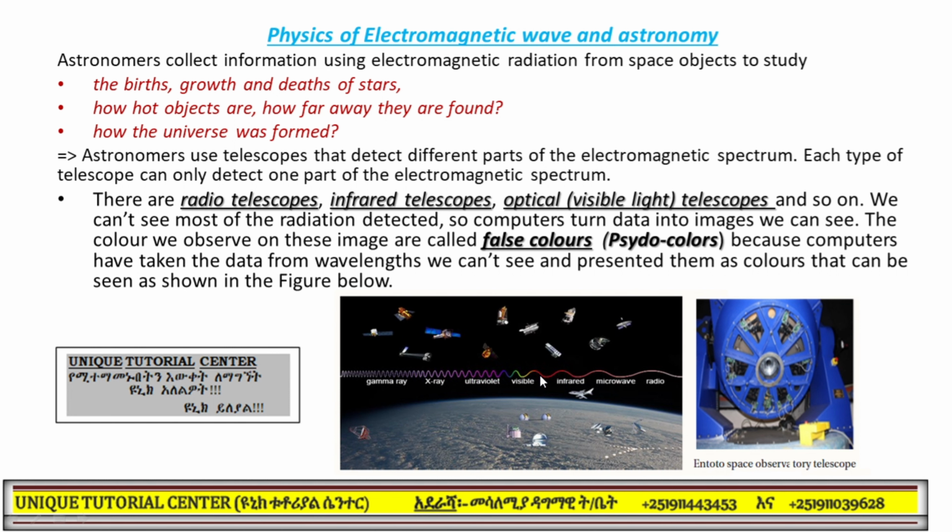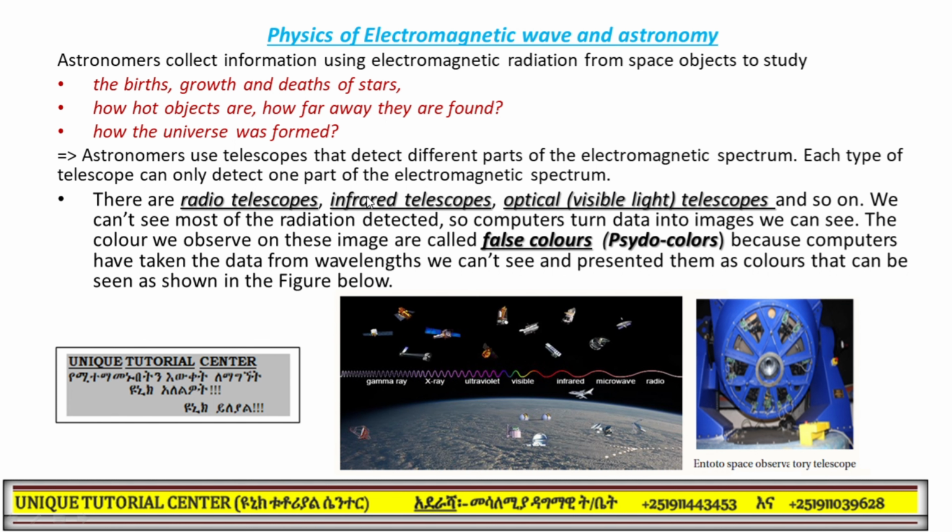Okay, so we have telescopes. Astronomers use different types of telescope. Each type of telescope can only detect one part of the electromagnetic spectrum. For example, we have the so-called optical telescope. If we use an optical telescope, it uses the visible light spectrum, so we can detect all the visible light spectrums.